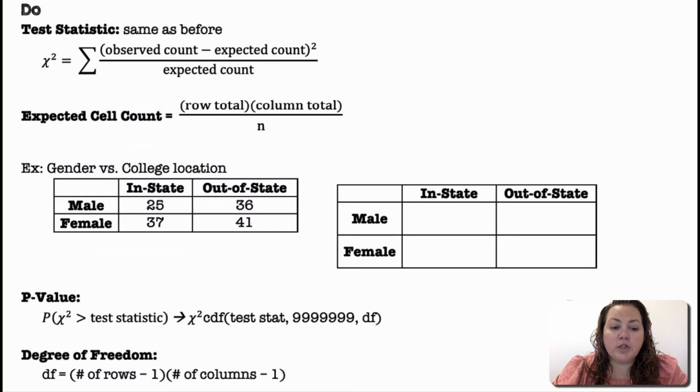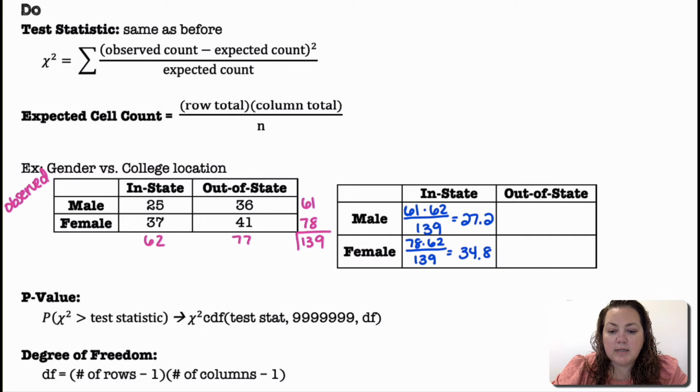So for gender versus college location, we have this. If I want to get my expected values, I need to first get the totals for the rows and the columns and the table. And so for male in state, I'm going to do the row total, 61, times the column total, 62, divided by the table total, 139, and I get 27.2. I'm going to do that again for female in state, male out of state, and female out of state.